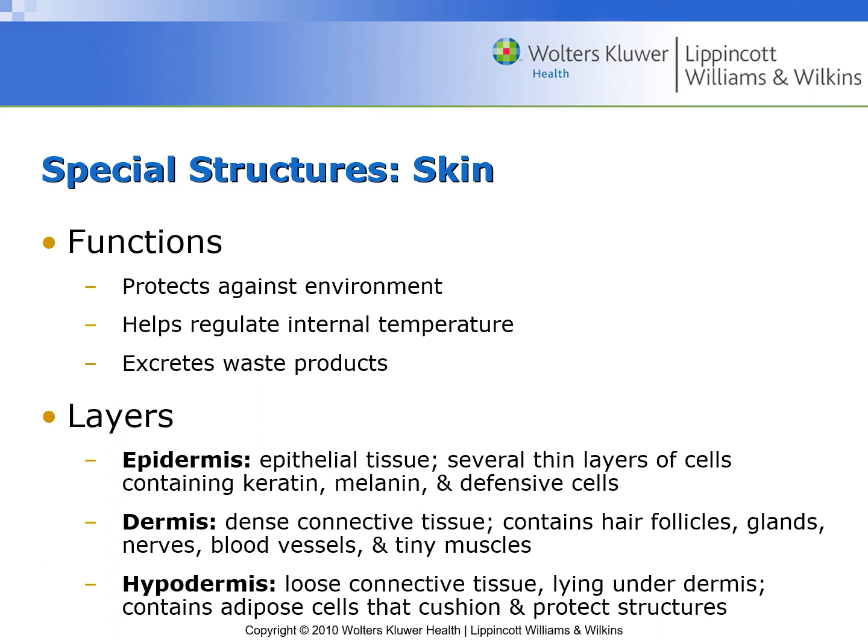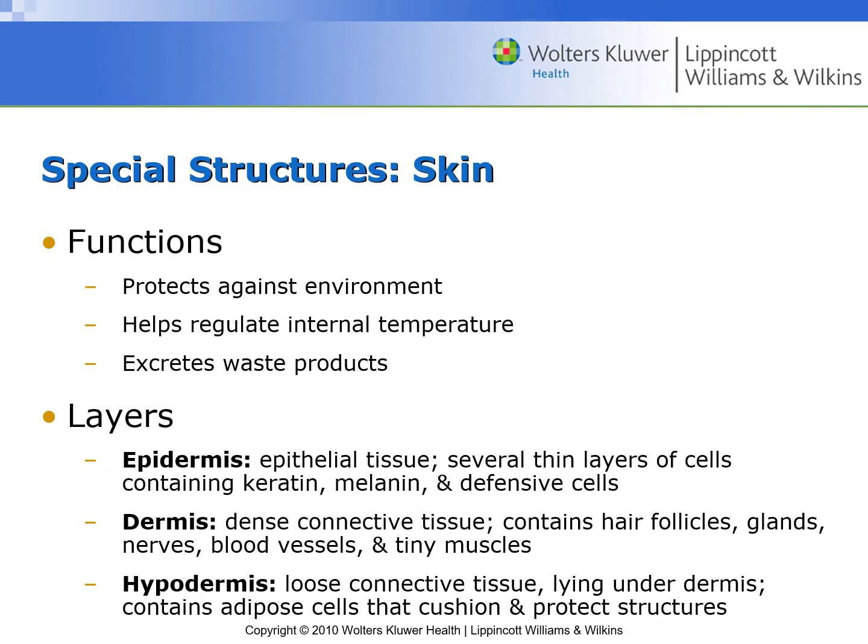We will now consider special structures of the human body. The skin is the largest organ of the human body, and it is a continuous structure that covers the entire body. It protects against the environment, it helps to regulate internal temperature, and it excretes waste products.